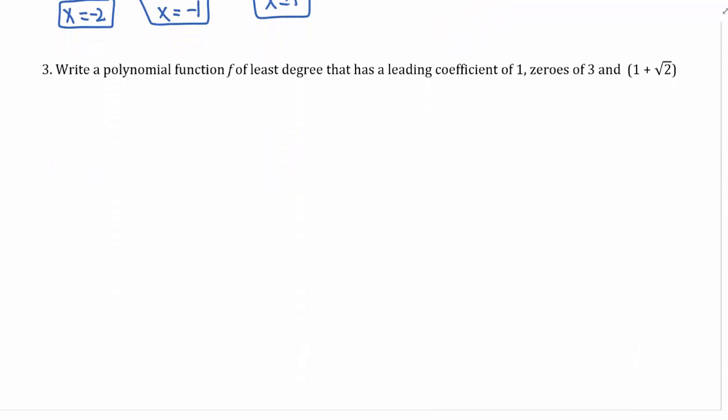Okay, so number 3, write a polynomial function of least degree that has a leading coefficient of 1 and zeros of 3 and 1 plus root 2. Sorry, 1 plus root 2.